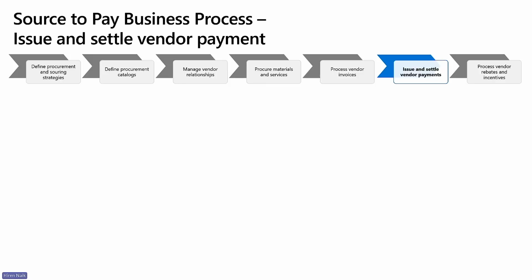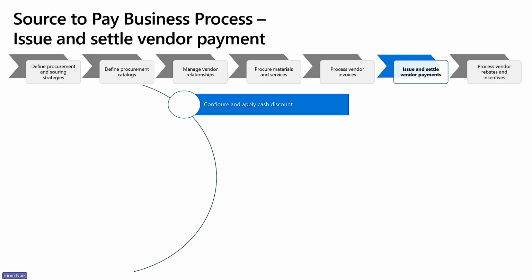Dynamics 365 allows setup and application of various cash discounts. For example, if an invoice is paid within certain days, a specific discount can be applied. Users can also define pay periods and cash discounts for each pay period. There is also a possibility to apply a cash discount even after the cash discount period based on the vendor terms.